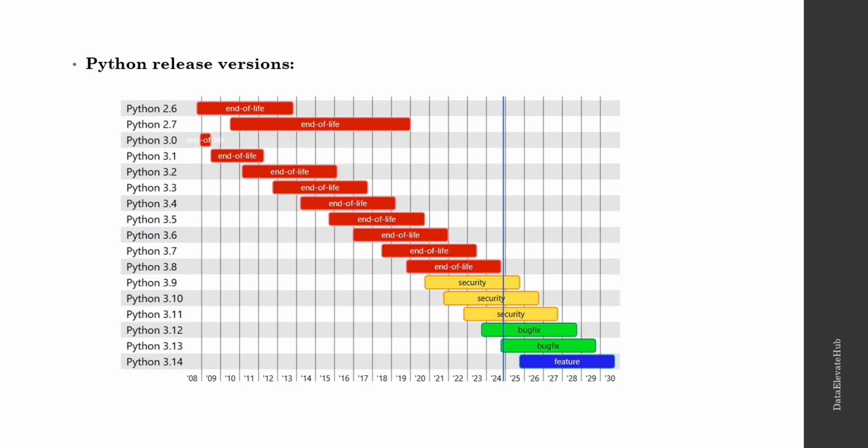Now let's discuss the Python release versions. Currently we are at version 3.13. Support for versions up to 3.8 has ended, so we won't get any support from Python for those. Currently 3.9 to 3.13 are under security and bug fixes, so they will get patches and security maintenance. The upcoming release version is 3.14.